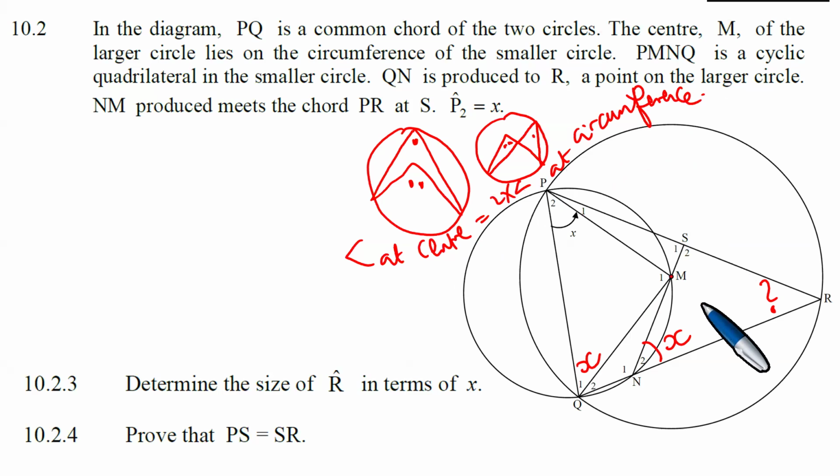So determine the size of the angle R in terms of X. Grade 11 work. What do you think? Okay, so what do they actually mean when they say in terms of X? They mean the angle can be like 90 degrees minus x or 180 degrees minus 2x. So it's in terms of x. If the angle R must be in terms of x, it must be like 180 degrees minus 2x.